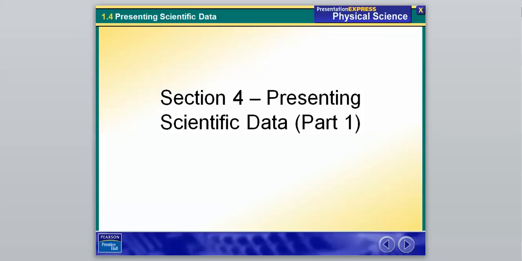So the reason why we need to have this section is because in our last one we talked about how we make all of our measurements. So once we make all of our measurements and we come to our conclusion, again based off of our scientific method that we went over, we actually have to present our data in some way.